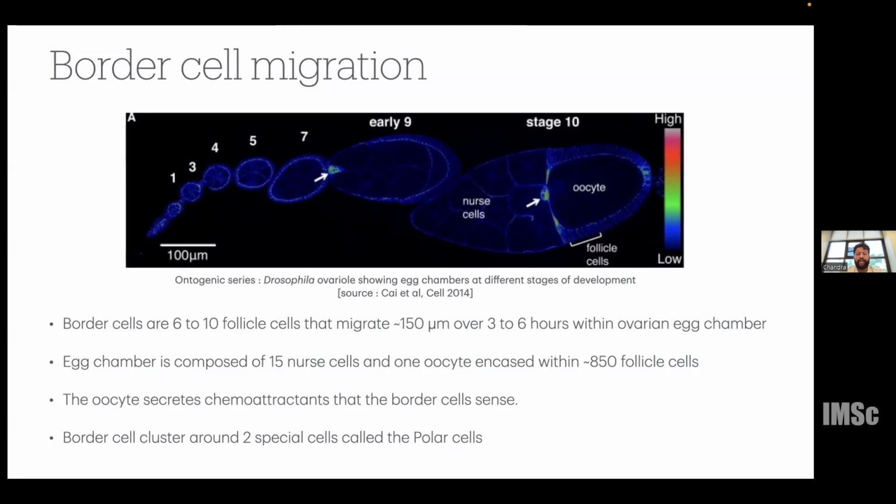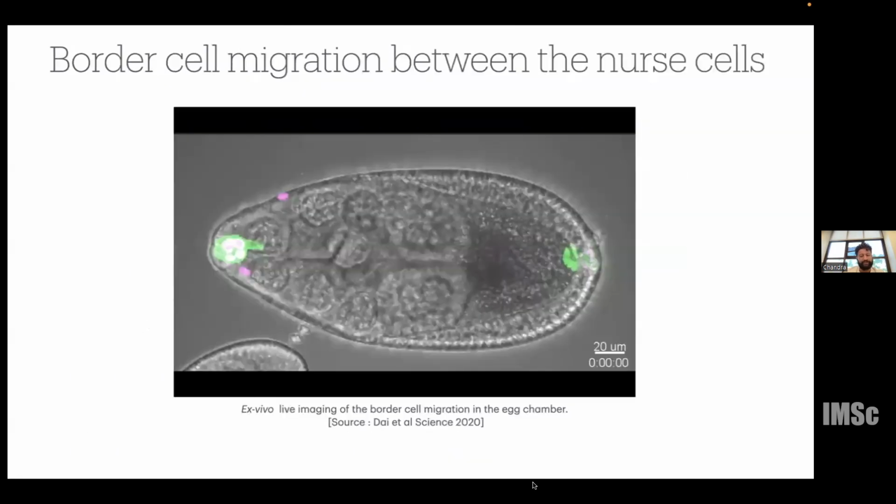They have to travel through the nurse cells, which are bigger cells, about 15 of them. They go between these nurse cells and reach the oocyte. The oocyte secretes something that is basically attracting this cluster of border cells. So that is the contextual problem. But the beautiful thing is this system can be imaged ex vivo, which means that you have very good images.